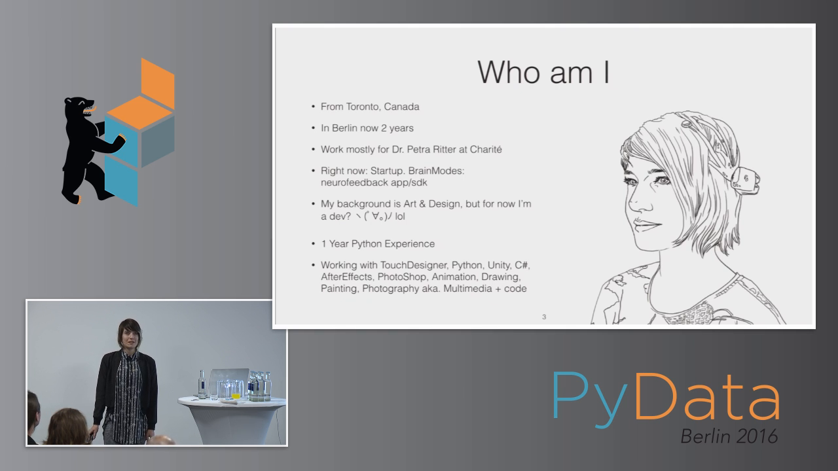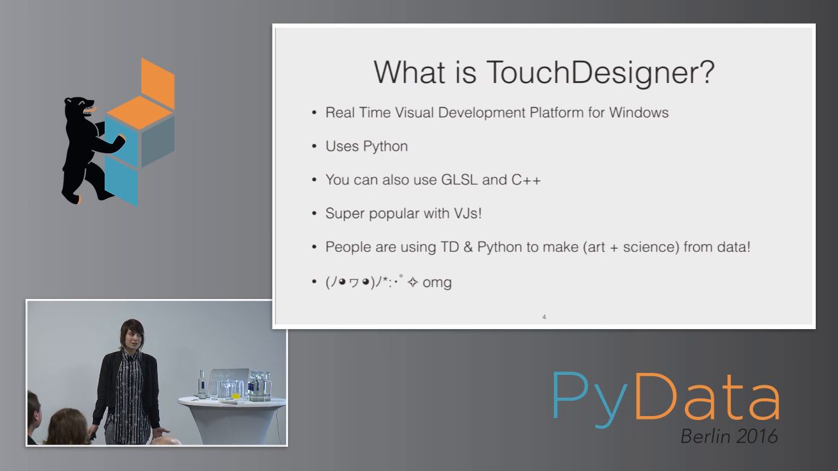My favorite tool is TouchDesigner. What is TouchDesigner? It's a real-time visual development platform for Windows. You mostly get around using Python, and you can use Python exclusively, but if you're into it, you can also use C++, and you can also use shader language to write directly to the GPU. It's super popular with VJs and projection mapping, but that's not the only use of TouchDesigner. There's people who are using TouchDesigner to combine data science and every other type of science and art to make interactive experiments and experiences.